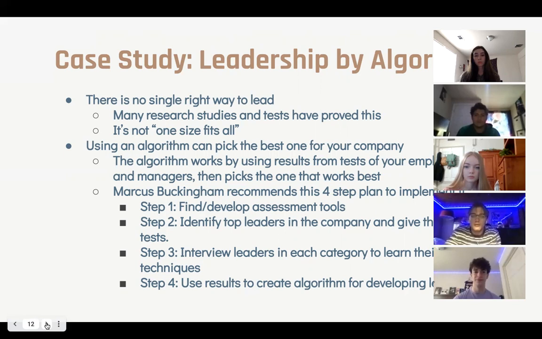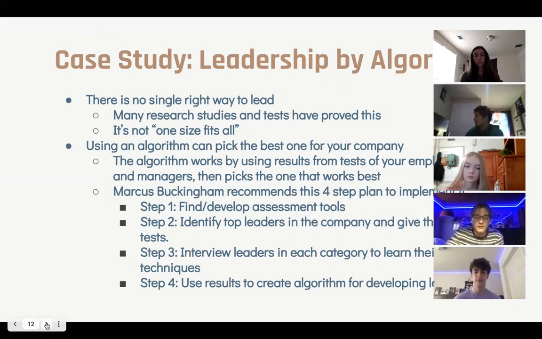The algorithm works by using results from the test of your employees and managers and then picks one that works best. Marcus Buckingham recommends this 4-step plan to implement it. Step 1 is to find or develop assessment tools. For this, you'd have your employees and managers take a Big 5 personality test to split them into categories and find the characteristics that you're seeking for your company.